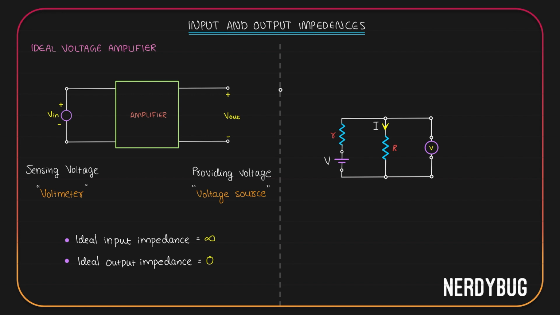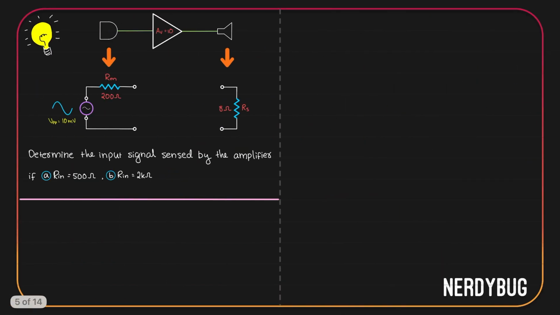Now, practically, it is not possible for us to have infinite input impedance and 0 output impedance, but we will try to make sure the input impedance is the highest possible and output impedance is the lowest possible. Let us solve a problem.